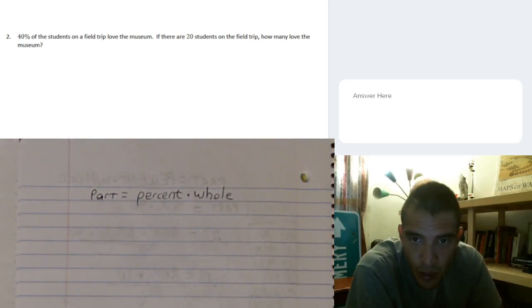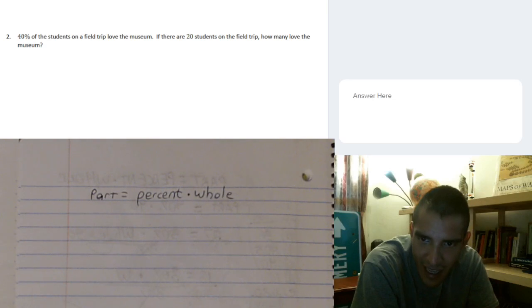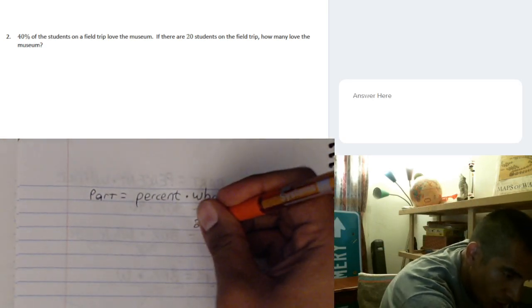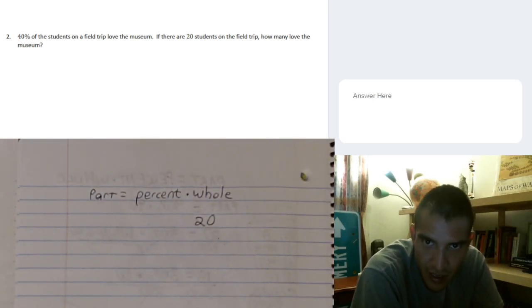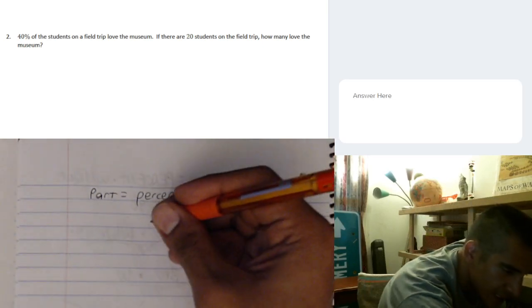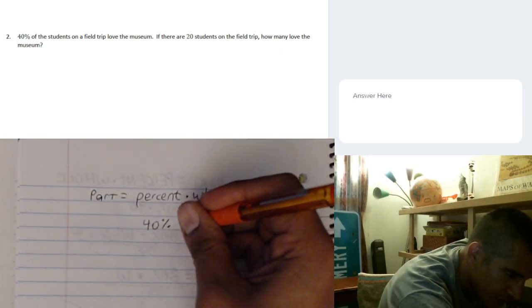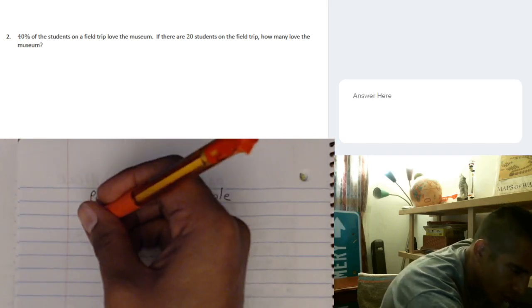So here's the equation we are going to use. There are 20 students on the field trip, so that is not part of the students, that is all of the students. So under whole, I'm going to put 20 because that's all of the students. We also know the percent is 40%. So we're trying to find 40% of 20. And to do that, we're going to do 40% times 20.